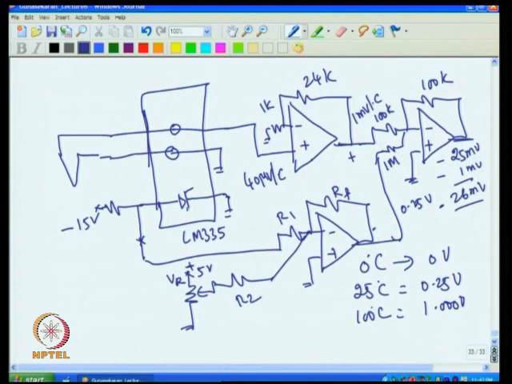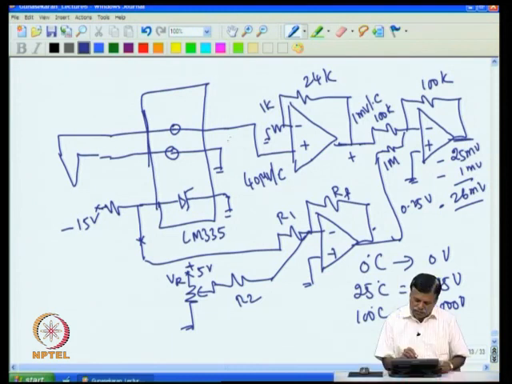Assume this is at room temperature 25 degree C, then I will get 0.25 volt here. That 0.25 will come as 25 millivolt here, because this is 10:1. So 250 millivolt comes as 25 millivolt here. Then if this is giving you 40 microvolt, then this will come as 1 millivolt. That 1 millivolt will come as 1 millivolt, so you will get 26 millivolt, representing that the temperature is 26 degree.